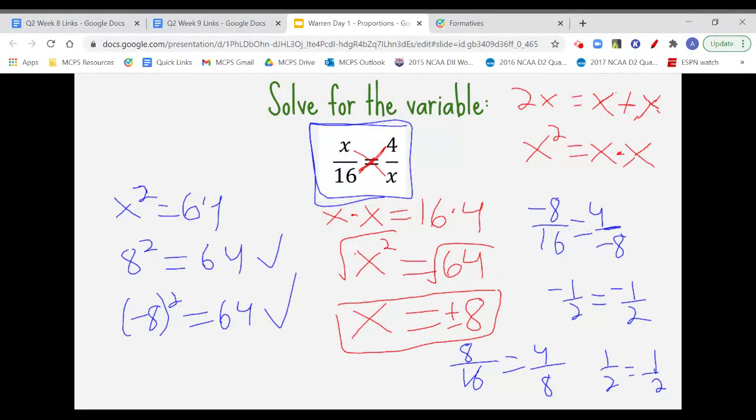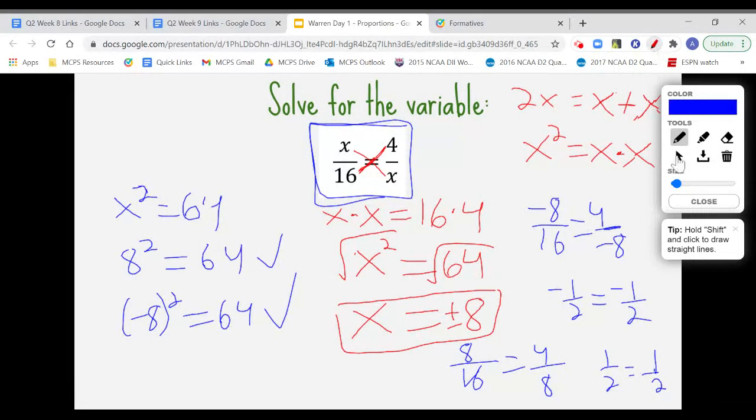So again, this is going to happen every single time you take the square root as you solve. So don't forget it.